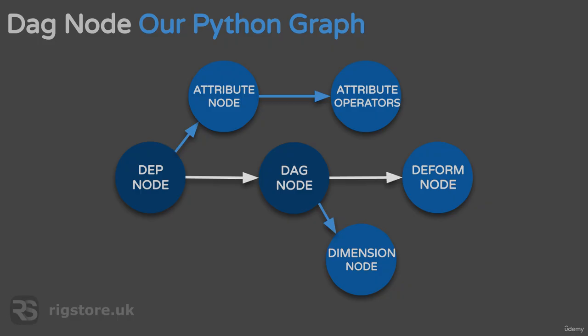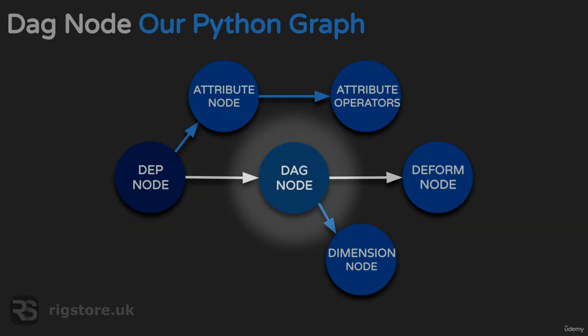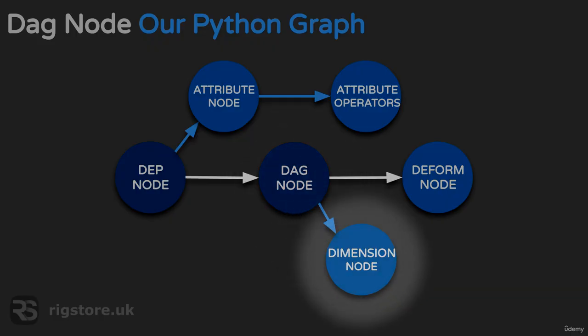Let's have a quick look at our Python graph here. We've already created our dep node. Now, what we're looking at creating next is our DAG node. From our DAG node, because we have dependent objects on it, like shapes or curves, we can then start to add a dimension node to it, which can get us the dimensions, say the width, the depth, the height. We can also get the distance between specific objects.